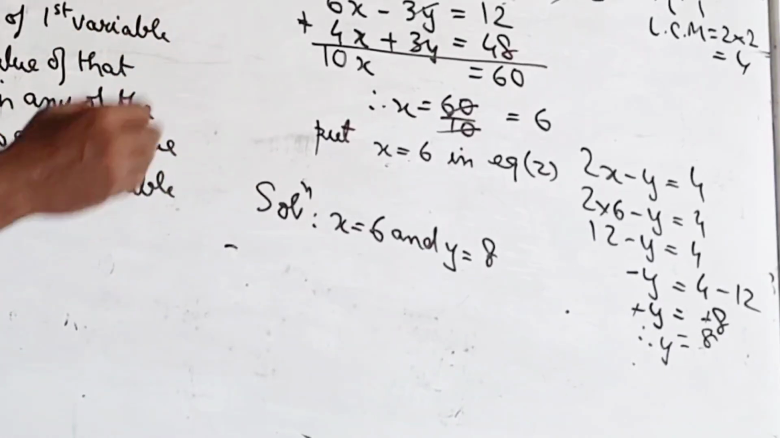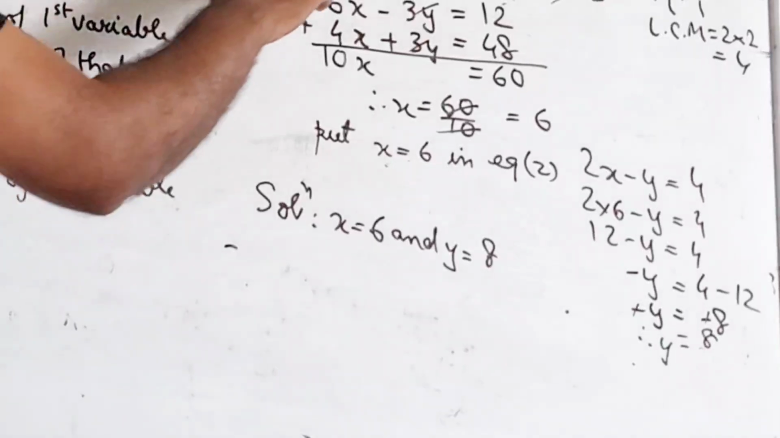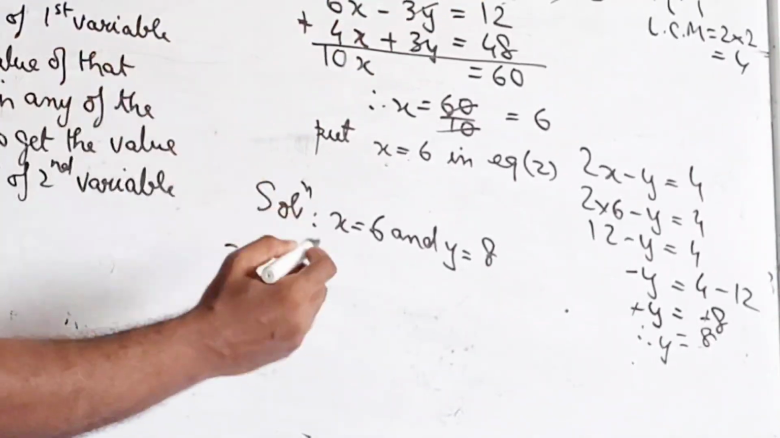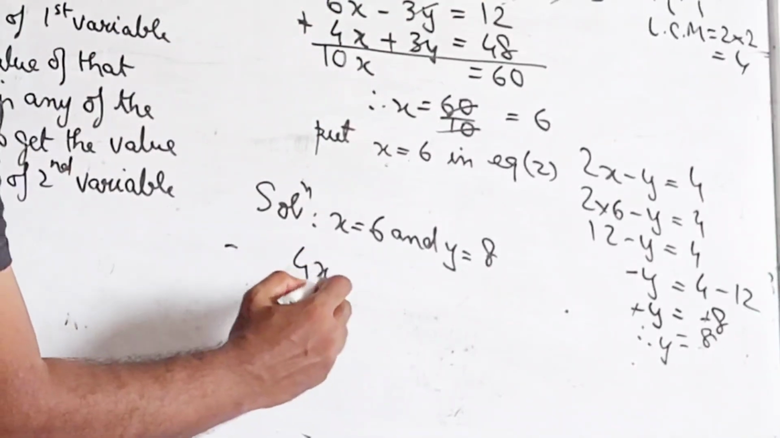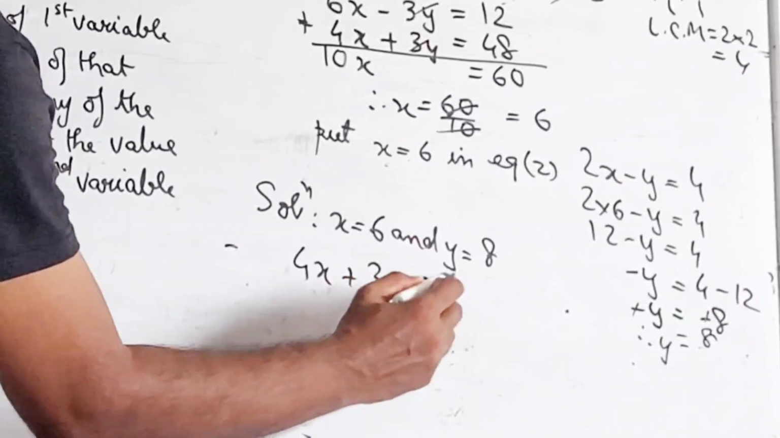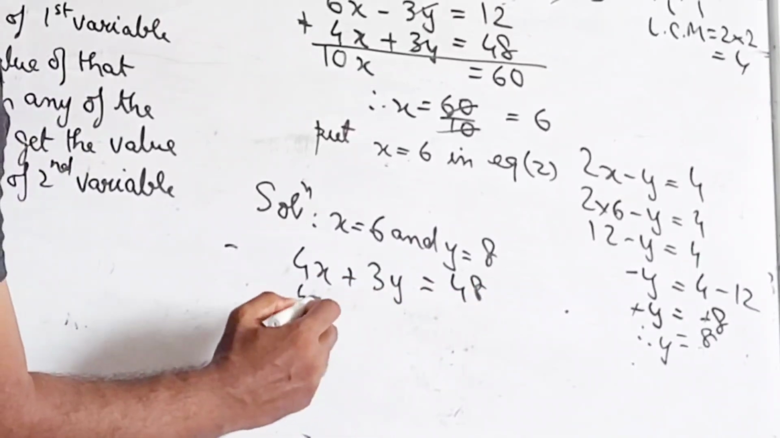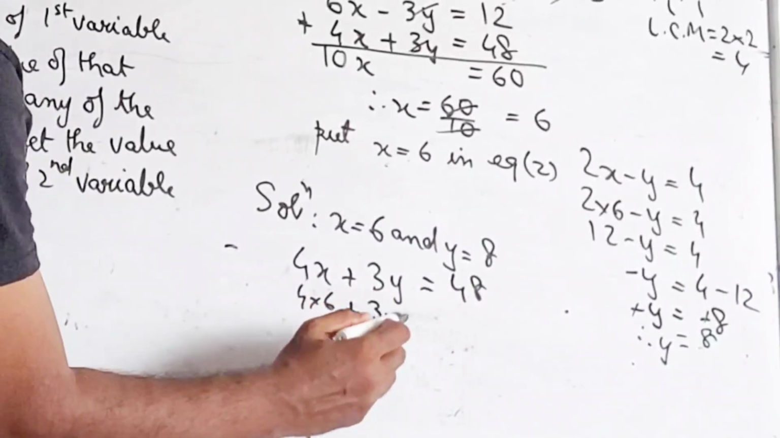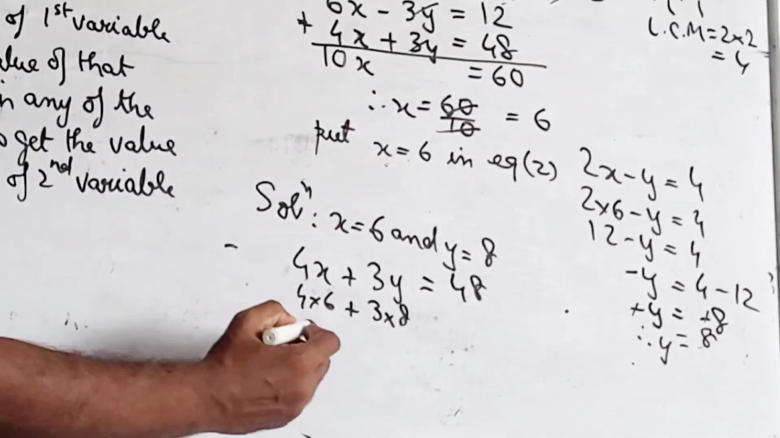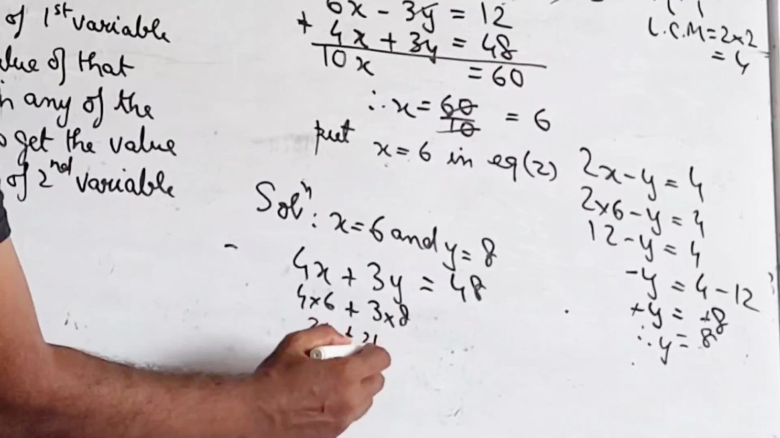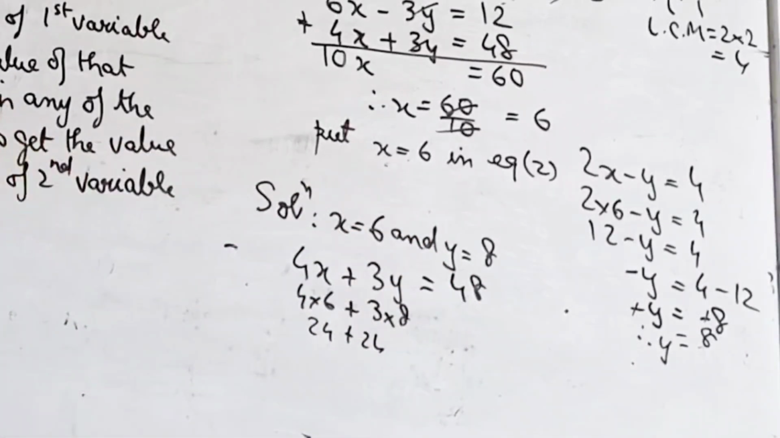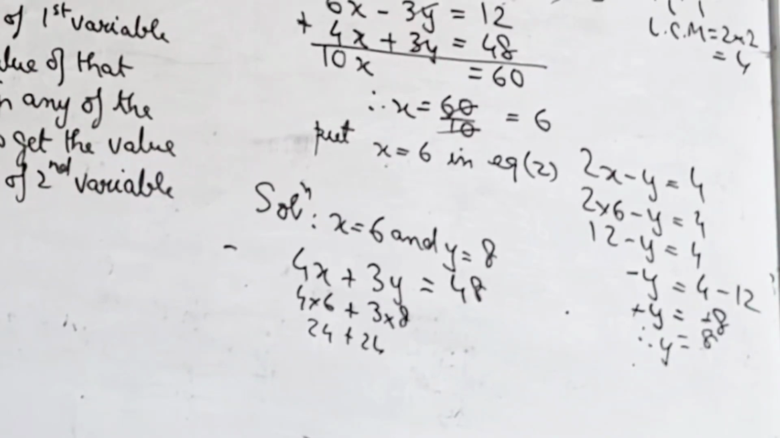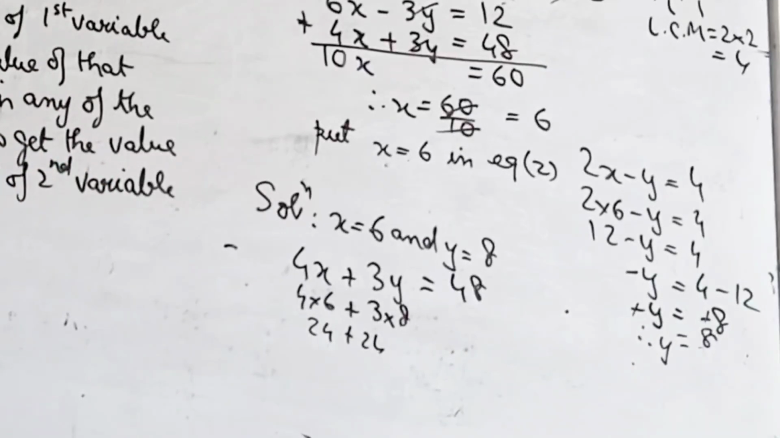As I told you, you can substitute in any of the equations. Suppose I substitute in this equation, I will do it in one step. 4x plus 3y is equal to 48. So 4 into 6 plus 3 into 8. 4 sixes are 24, and 24 plus 24 is 48. The right hand side is 48. So that means whatever we have done is absolutely correct. So that is another type of sum.